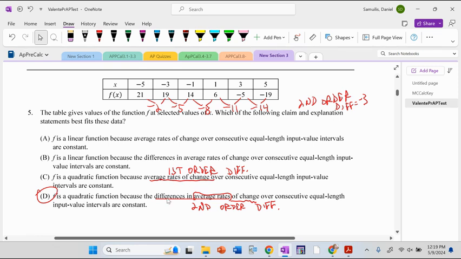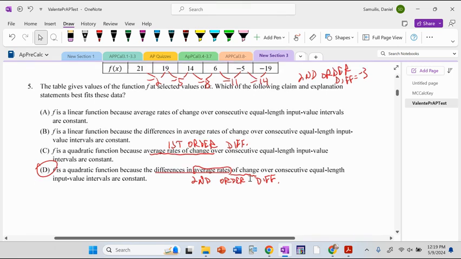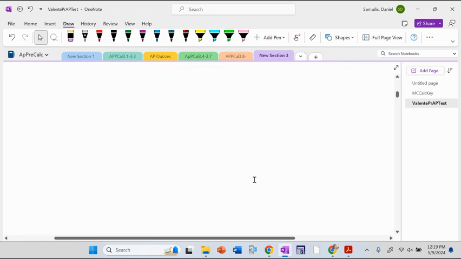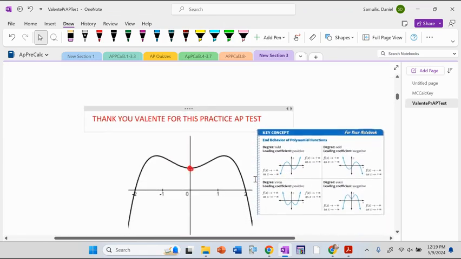The differences in average rate of change, that's the differences of the average rates of change. That's the second tier. All right, sorry, they got those words in there. You know how AP goes. Pretty tough. Here we go again.